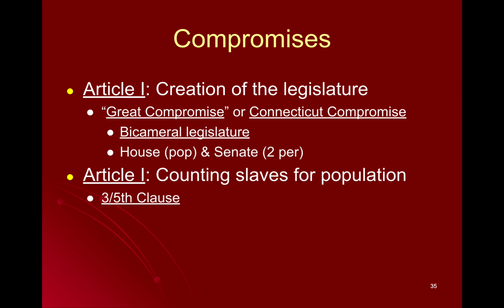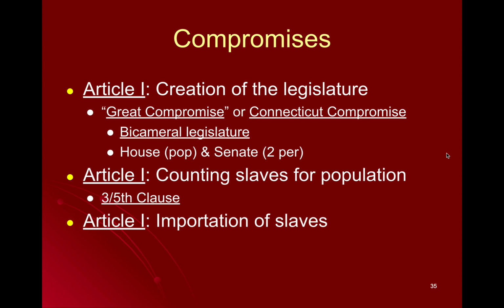Because the southern states considered slaves to be their property, the North was arguing that they should pay property taxes based on property. And the South was saying, we don't want to pay taxes for our slaves, but we do want to count them for population so we get more power in the federal government's House of Representatives. The 3/5 clause was a very flawed way to compromise on the counting of slaves.